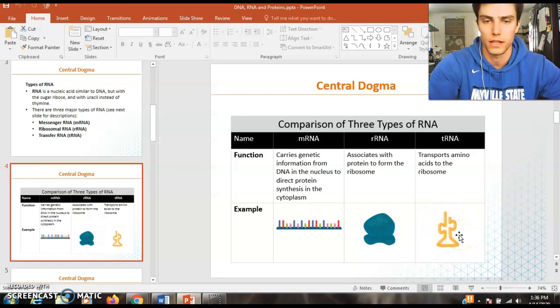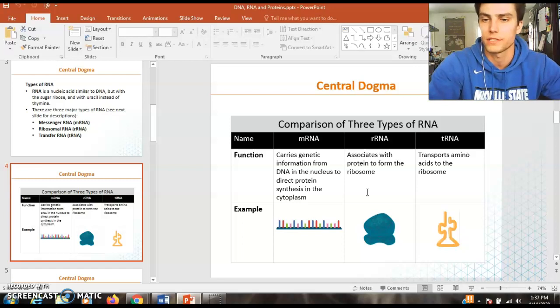That's more molecular biology. So mRNA carries genetic information from DNA in the nucleus to direct protein synthesis in the cytoplasm. They're carrying their messages. rRNA associates with protein to form the ribosome, again, R for ribosome. And transporting amino acids to the ribosome is transfer RNA, tRNA. So they're transporting amino acids. That's exactly why they're called what they're called.